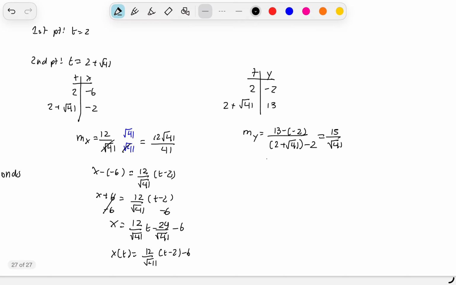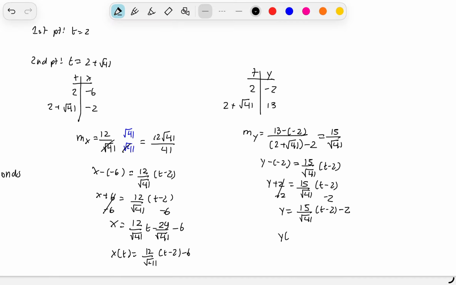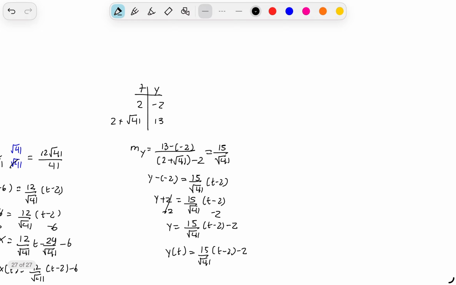So if you use point slope, you have y minus negative 2 is equal to 15 over the root of 41, t minus 2. y plus 2 is equal to 15 over the root of 41, t minus 2. Subtracting 2 from both sides, you're going to have y is equal to 15 over the root of 41, t minus 2, minus 2. So this is just 15 over root 41, t minus 2, minus 2. And these are our equations.